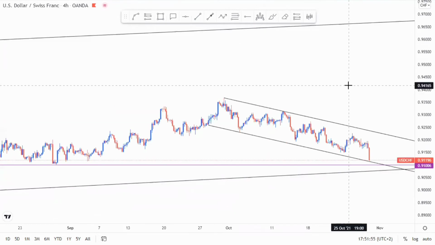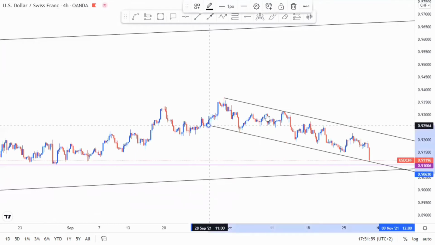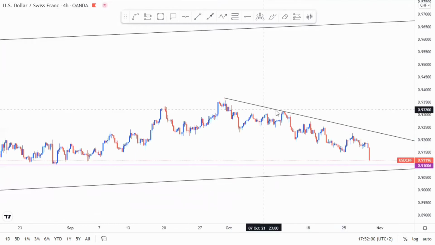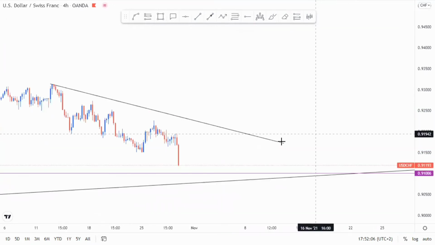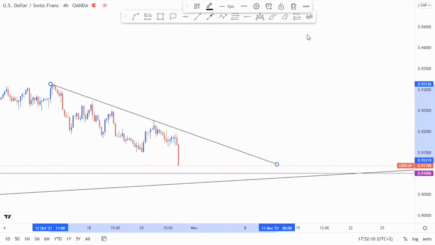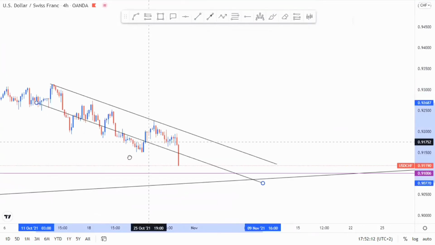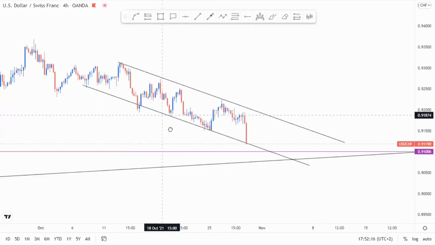Oh, I think it's a bit too early to identify a pattern here, so I'm just going to leave it like this, or I'm just going to adjust the trend line to something like this. And then I try to clone it and connect these lows, those lows.